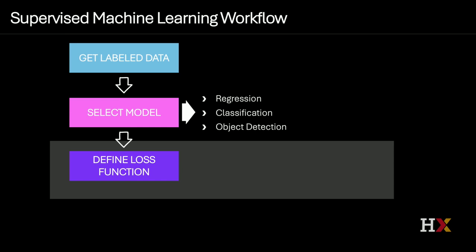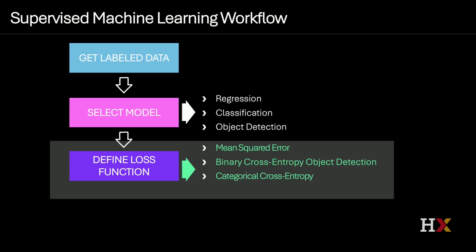Step 3, define a loss function. This is how the model measures its own mistakes. For regression problems, we might use mean squared error. For classification, binary cross-entropy or categorical cross-entropy, and sometimes hinge loss are common choices. The loss function turns intuition, how bad is the prediction, into a precise number we can minimize.